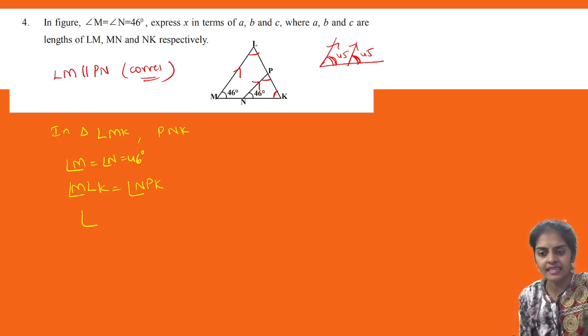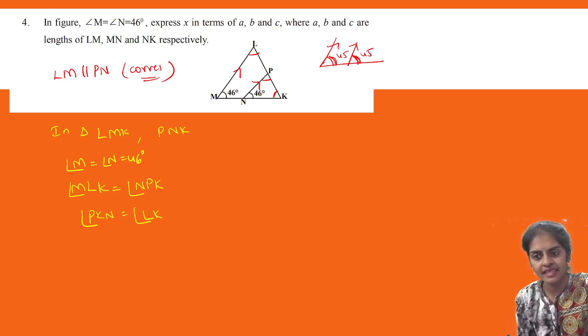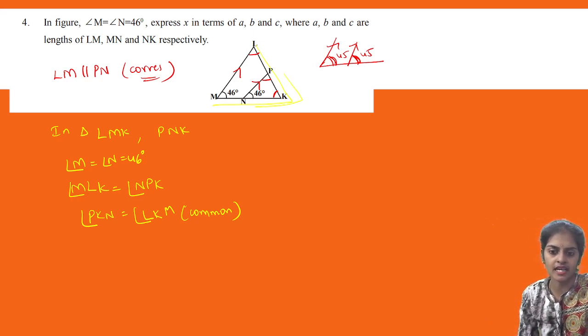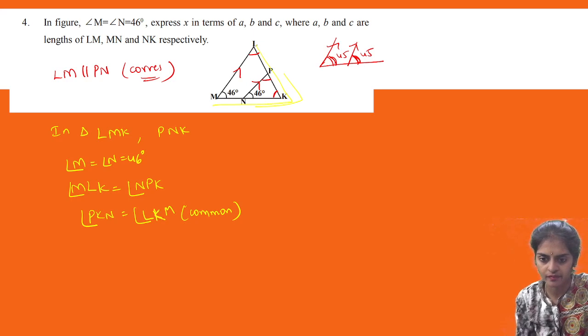And also angle PKN equals angle LKM. Why? Because this is a common angle. Angle K is common. So angle LKM is equal to angle PKN. So they are common angles. Okay, clear? So therefore triangle LMK is similar to triangle PNK.